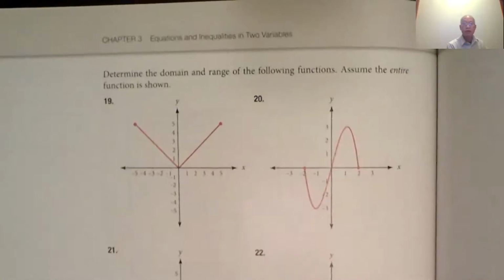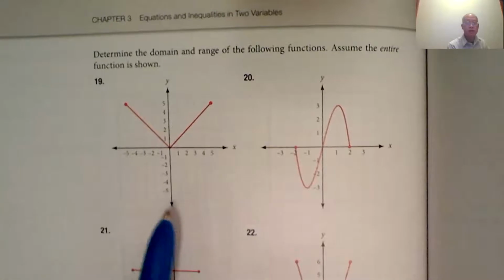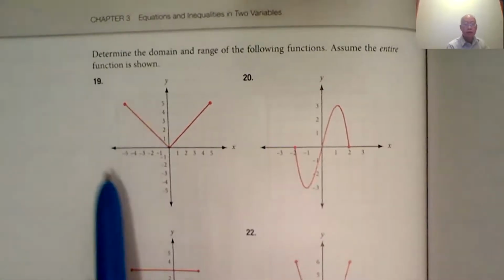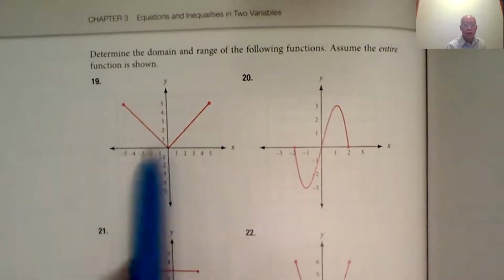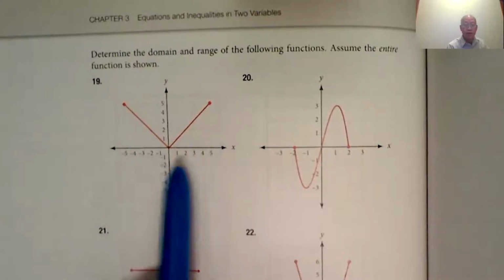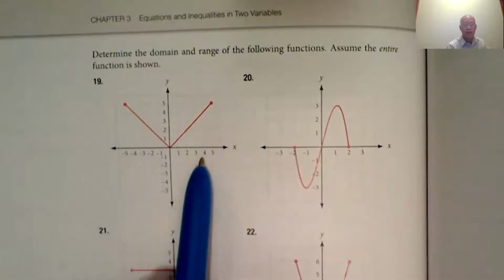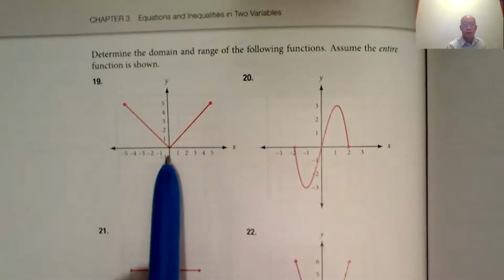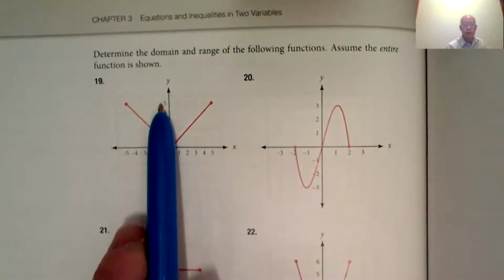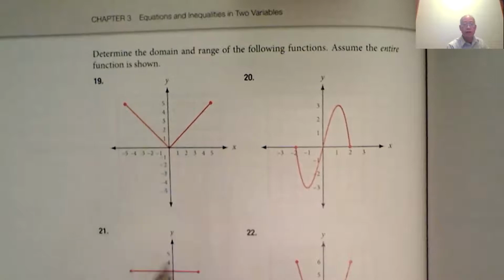Determine the domain and range of the following functions. Assume that the entire function is shown. So for 19, the domain, the x values go from -5 to 5. So it would be from -5 to 5. And if you want to see exactly how it's written, you can look at the solution set. And for the range, it'd be going from 0 to 5, including 0 and including 5.